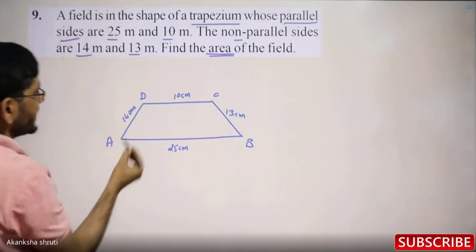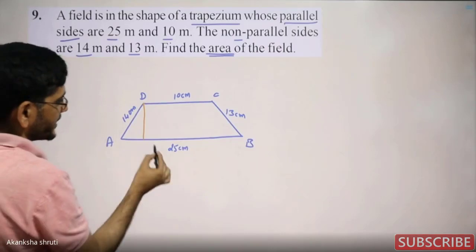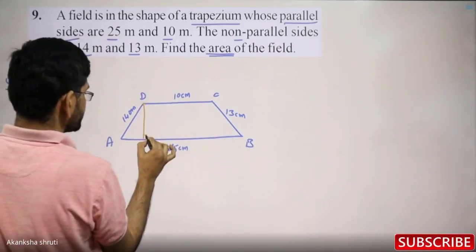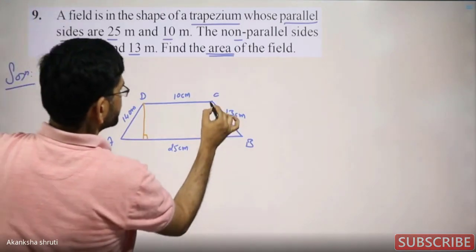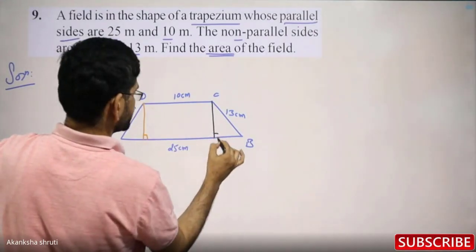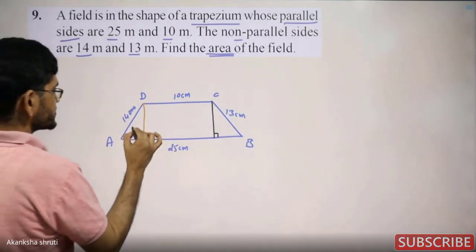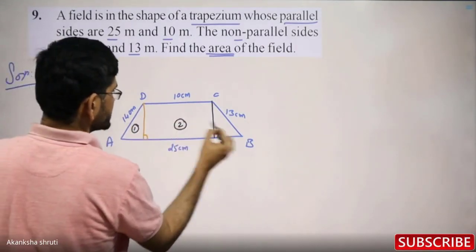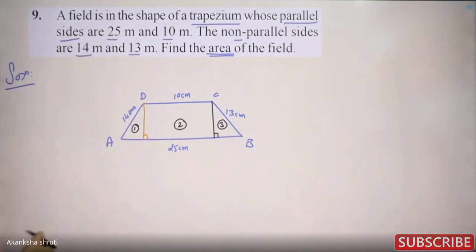For getting the area, we need to draw the perpendicular from B over the side AB. Students, we also need to draw another perpendicular from C over the side AB. This way we get a total of 3 figures. The first is this triangle, the second is this rectangle, and the third is this triangle.